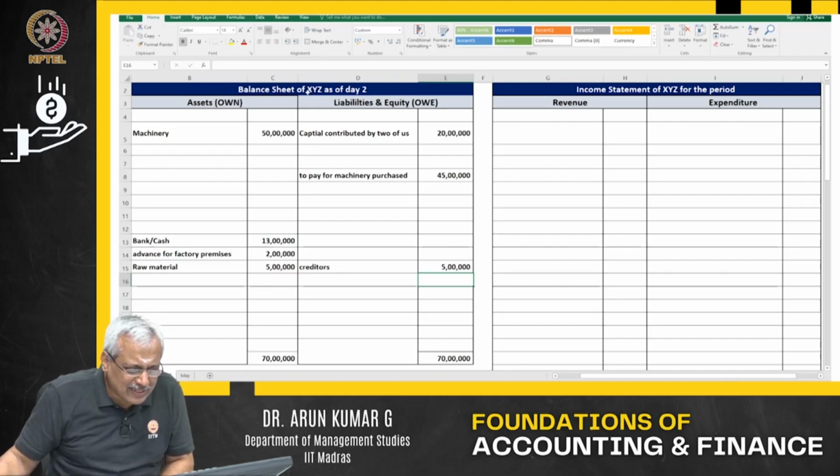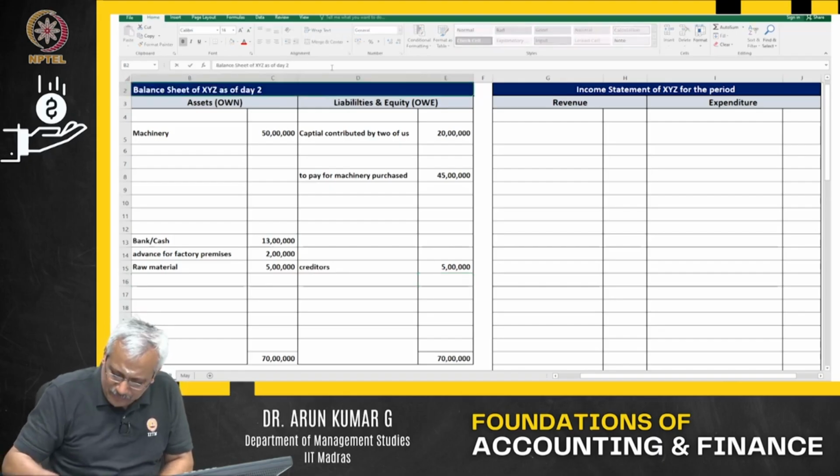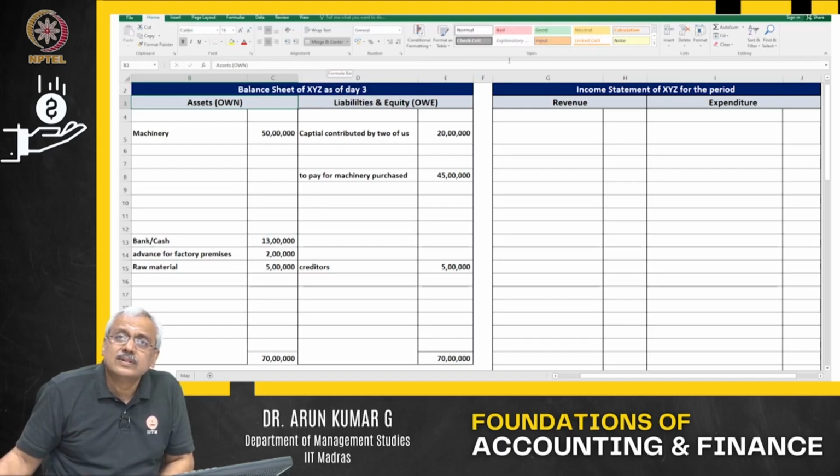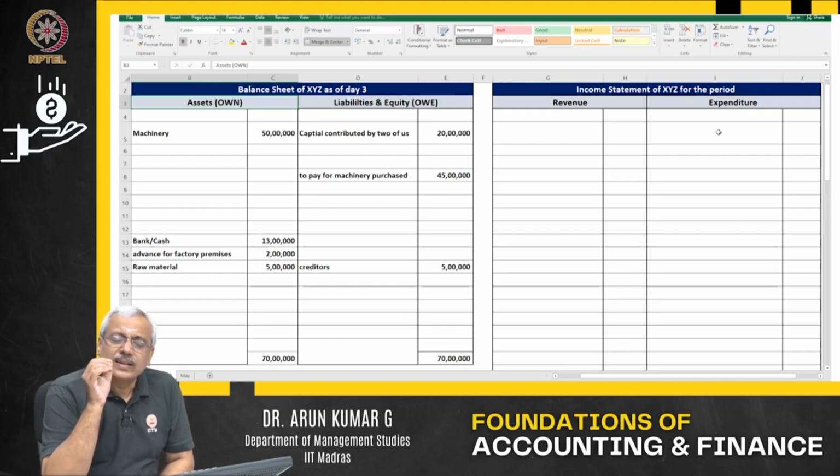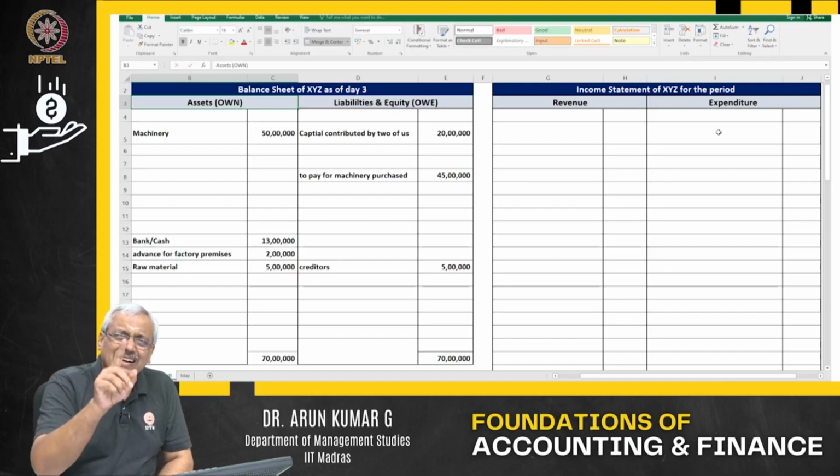Now I move to day 3. Let us say balance sheet as of day 3. Now I say, please note my statement, I use 1 lakh rupees worth of raw material, produce a final product and sell that final product for 1.5 lakhs on a 30-day credit.